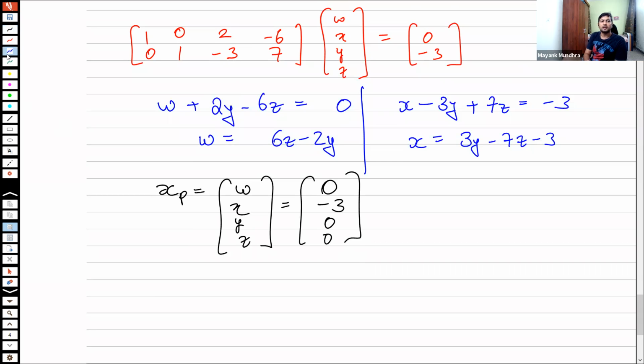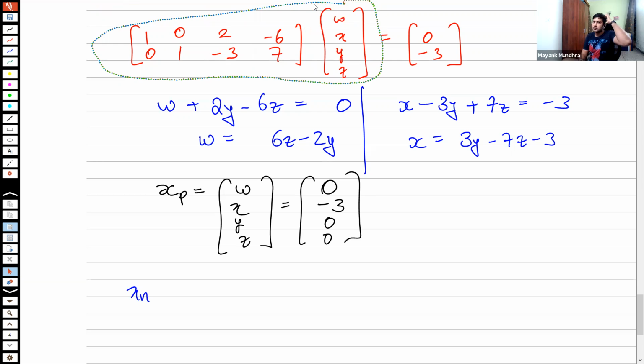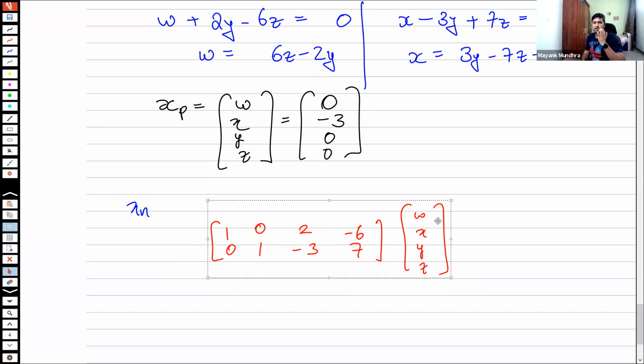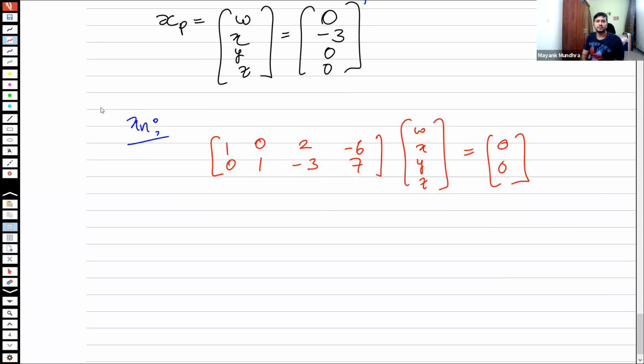And finally, to solve for the null vector xn, I will continue with this equation which I have here, but the right-hand side I'll make 0, 0. So to find xn, I'll work with this equation equal to 0. So I'm finding the null space vectors now. Ax equals 0. So when I do that, I'll get the null space vectors.